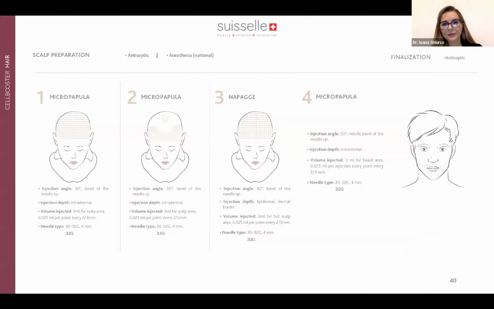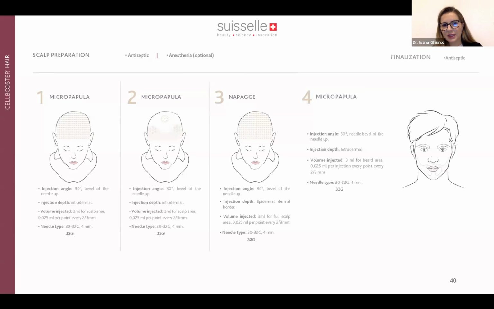The injection technique, of course, we will start with disinfecting the area we plan to treat. Of course, in the hair, it's quite difficult to do this because everything will get moist. It's not very nice for the patient. I'm using a spray and I will put it only on the roots of the hair in the area I want to treat. Anesthesia is really complicated to obtain for this minimally invasive treatment. So I do this without anesthesia.